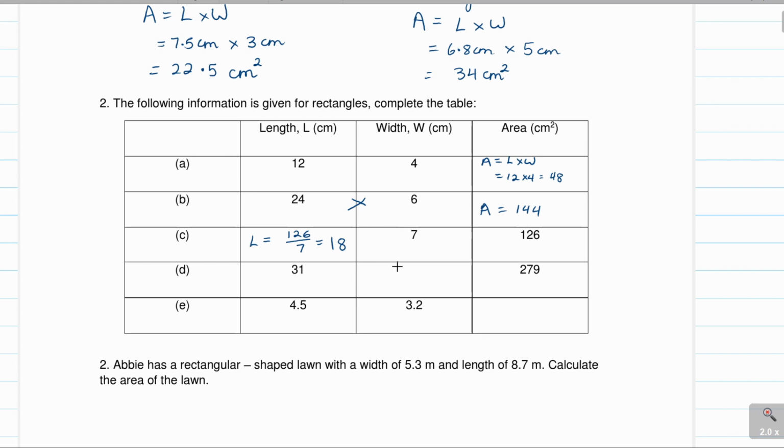Similarly, to find the width, we would take the area and divide it by the length. That's 279 divided by 31, and that's 9. Okay, and the last one, 4.5 by 3.2, because it's just length multiplied by width to give us this area of 14.4. Right, so those are your answers to this question.